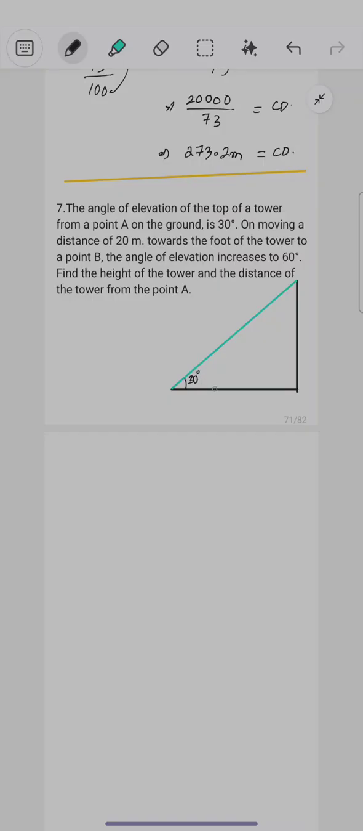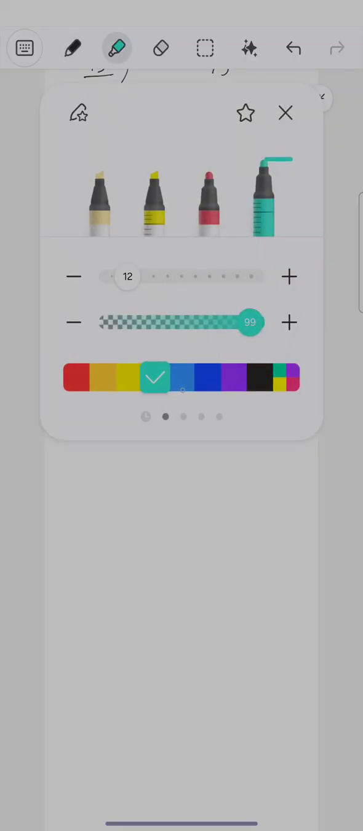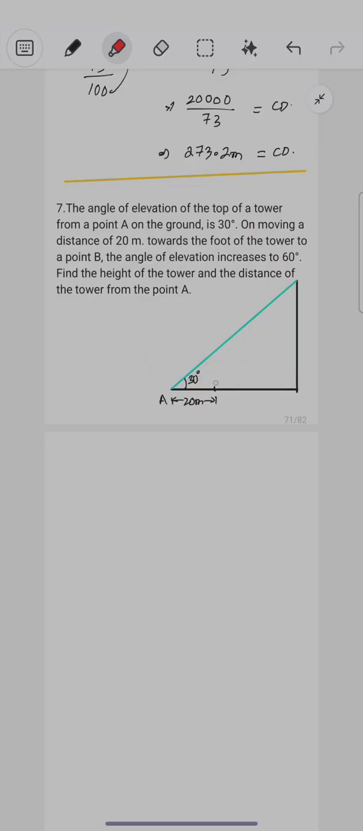On moving a distance of 20 meter to point B, the angle of elevation increases to how many degree? 60 degree. Let's say this is B, this is C, this is D. Find the height of the tower.